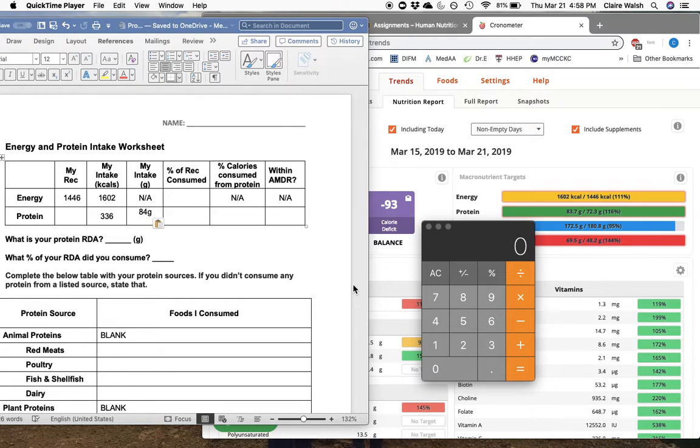Okay, welcome back. We're going to go through the protein intake worksheet today. You can see I've already started inputting some numbers, so I will show you exactly where those came from. We can start here with energy intake, and the first tab is my recommendation.